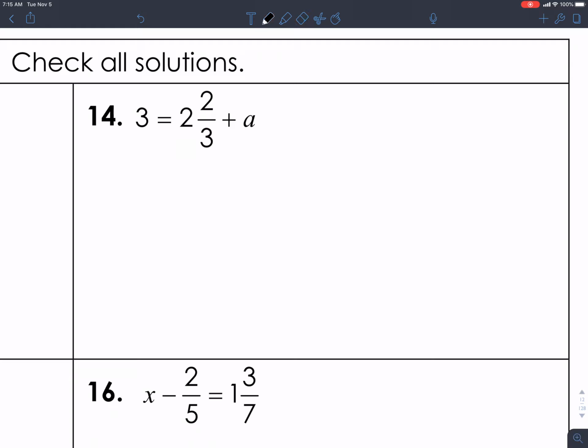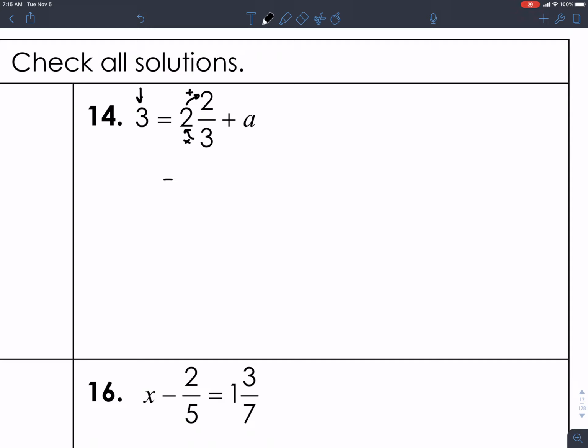Now, the best strategy here, and I think this is going to probably work on all of these problems, is turn them into improper fractions. So if you remember, multiply, add. And this one, we're going to need to get a common denominator. So first, let's figure out what our improper fraction is. And it's obviously going to be a 3 in the denominator. So let's go ahead and do that.